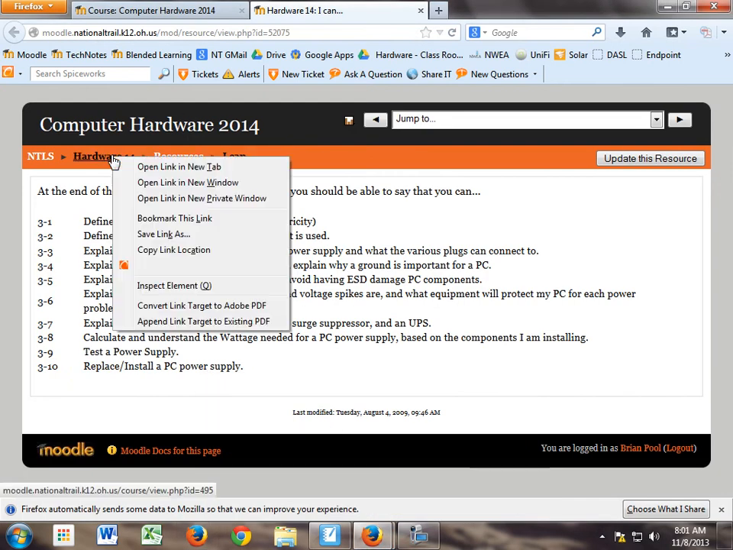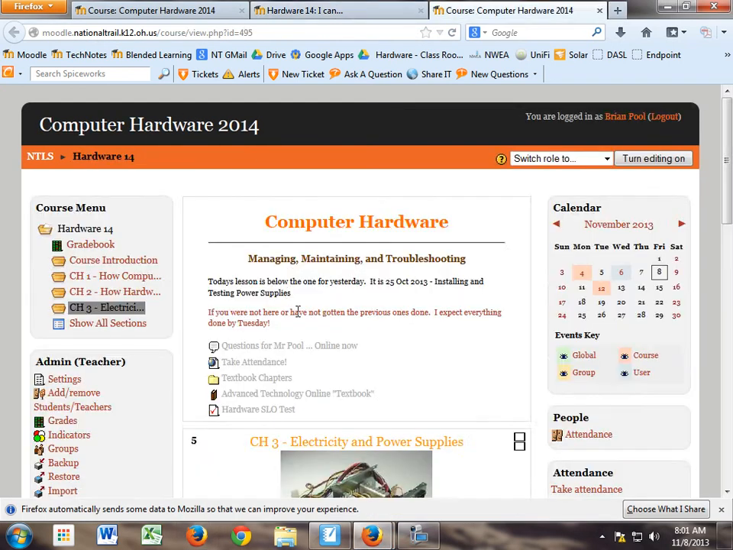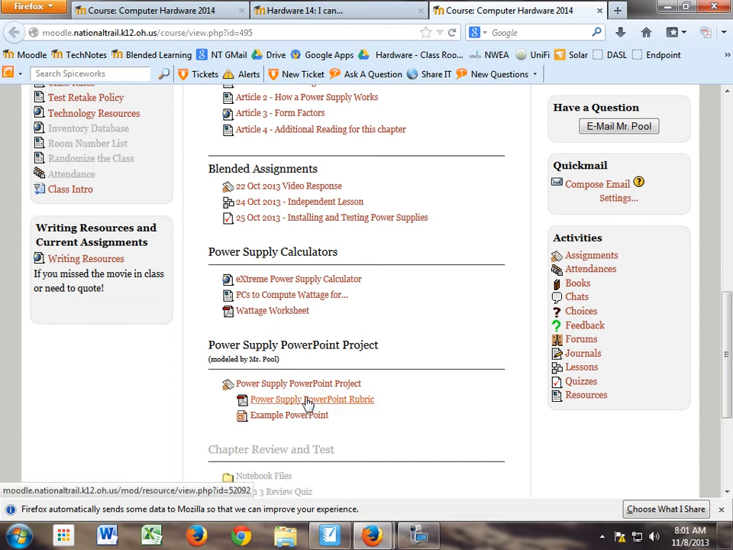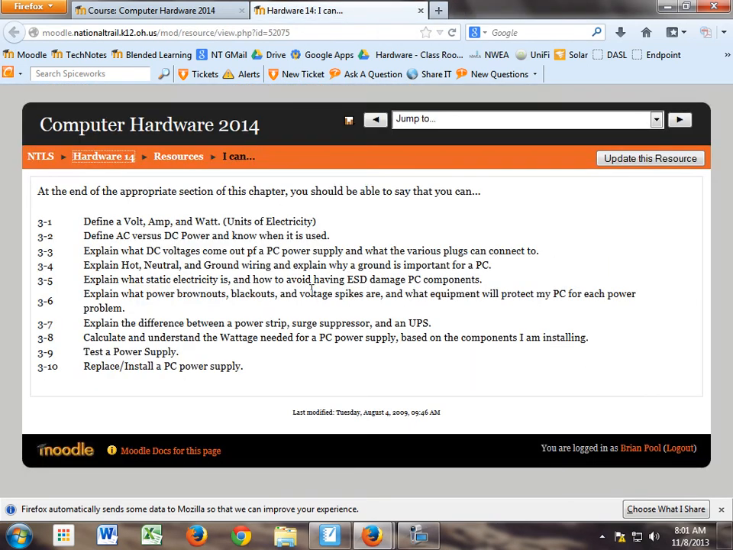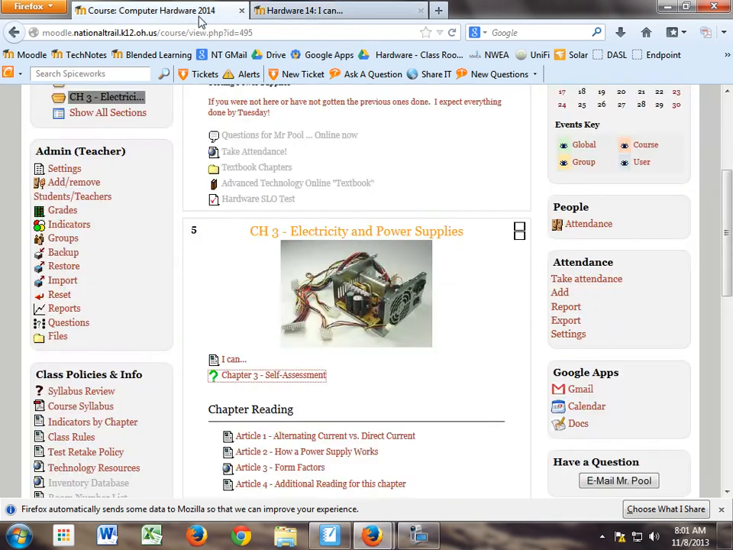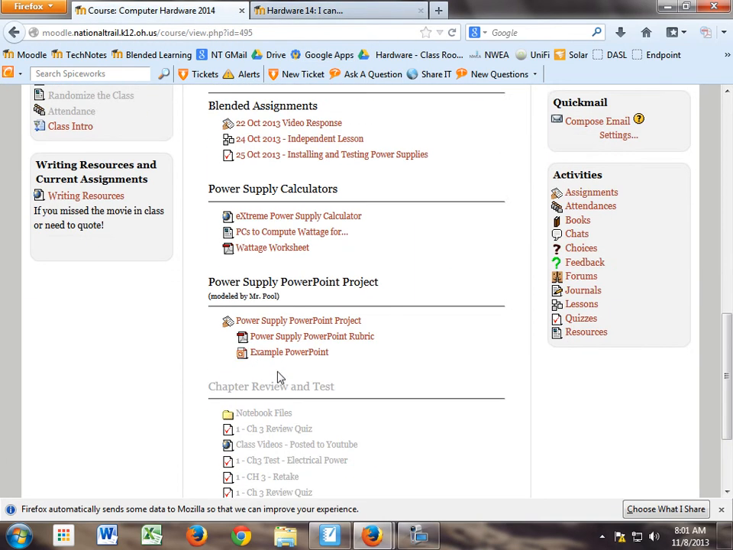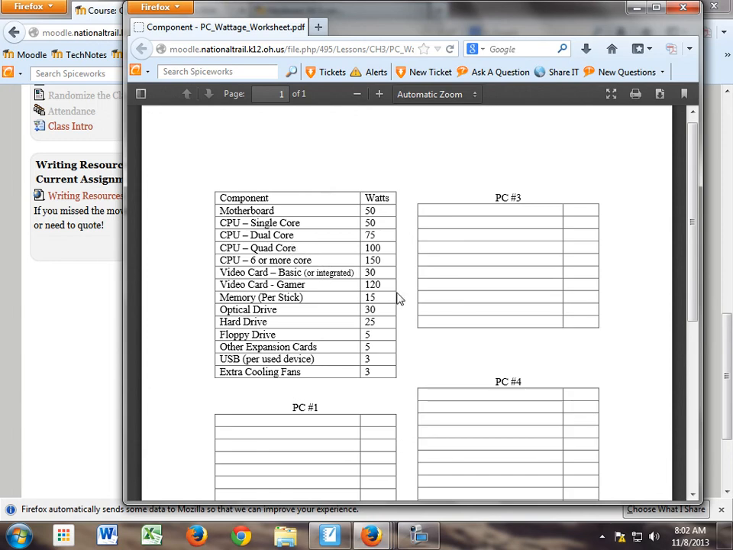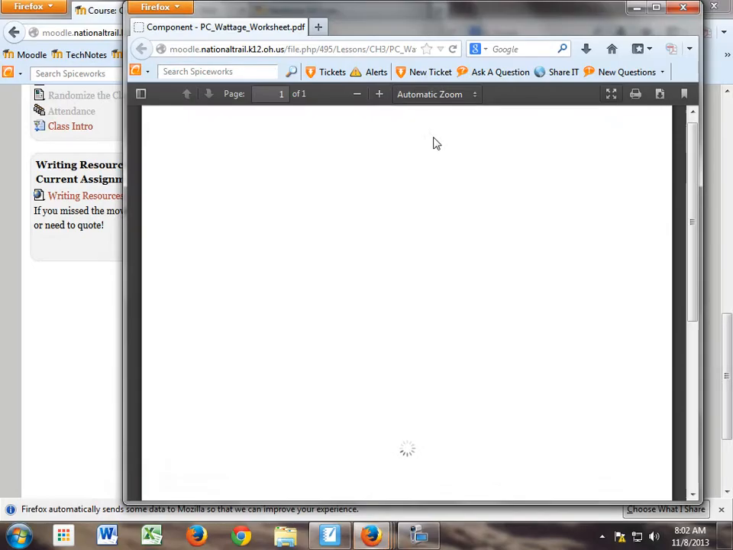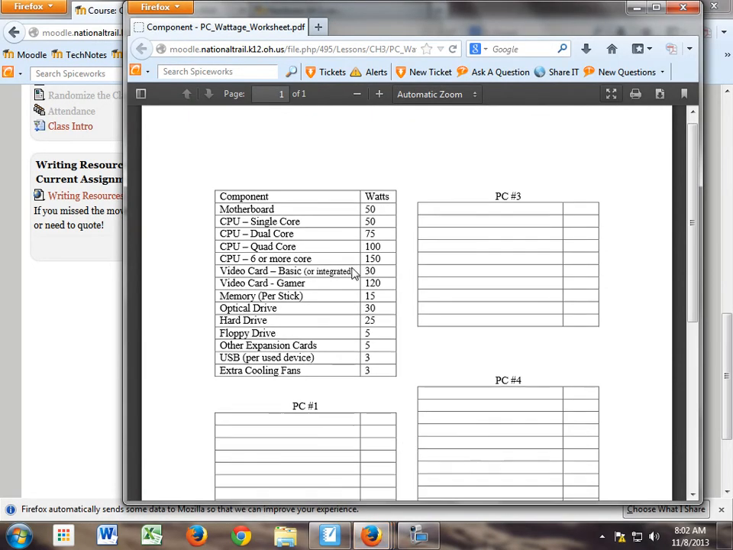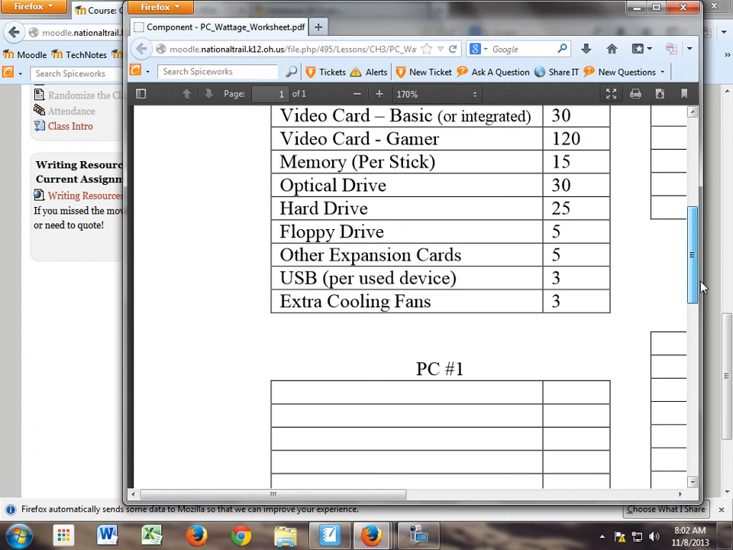We're going to open a new tab, and I'm going to pull up our chart. That's the rubric, not what I wanted. Okay, let's find it again. Our wattage worksheet. There we go. We're going to use these numbers because I like these numbers. And that's not what I wanted to do at all. Let's see if I can zoom in a little bit. There we go.